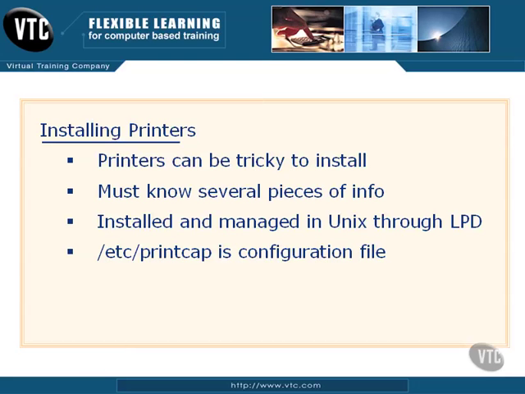The next topic we'd like to discuss in talking about managing hardware on Unix and Linux is installing printers. Now printers, as I've mentioned before, can actually be tricky to install, and you have to know several pieces of information, including the manufacturer and model and so forth in some cases. But you also need to know whether it's a USB printer, a parallel printer, or a serial printer. And Unix and Linux tend to support all three of those.